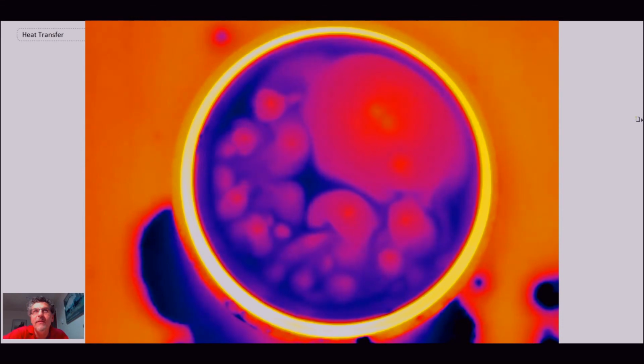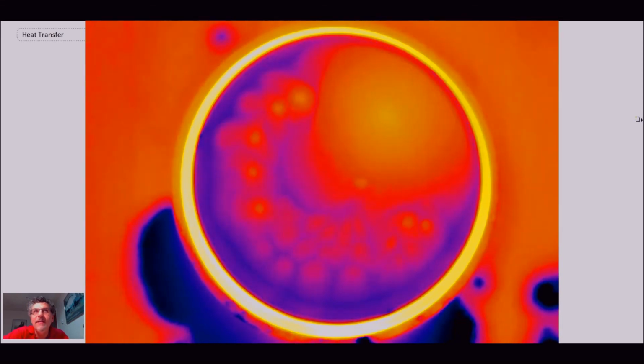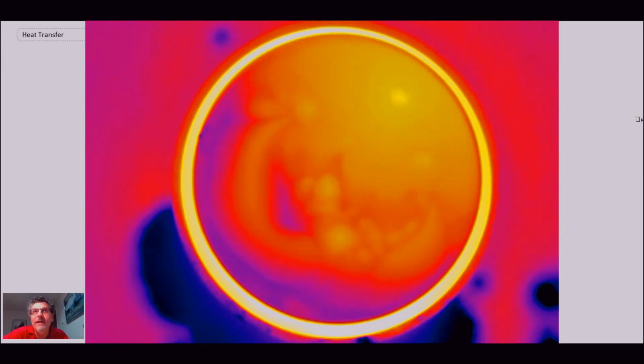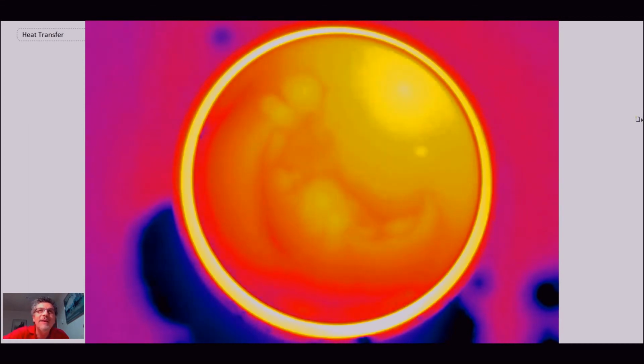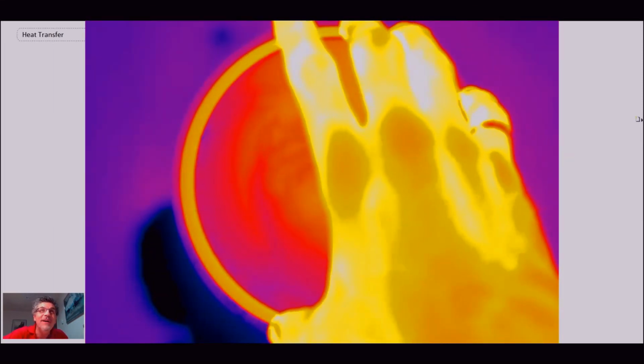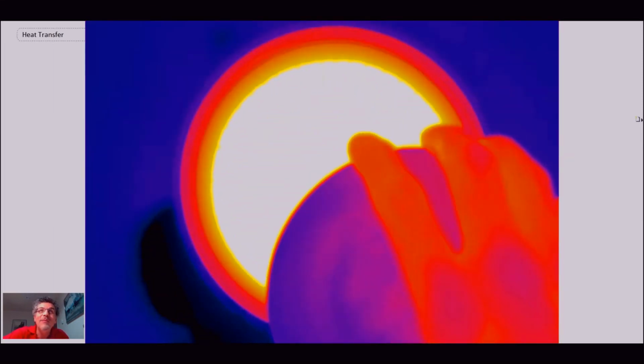We get a hot cell forming at the top, and it assimilates all of the other Rayleigh-Bernard convection cells. It's kind of eating them. And it's kind of a neat thing to watch. At least it was neat for me. I hope it's neat for you as well. Anyways, that is Rayleigh-Bernard convection.